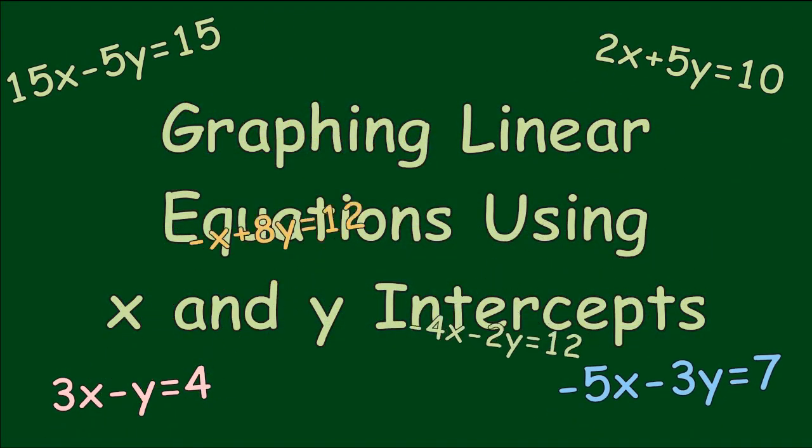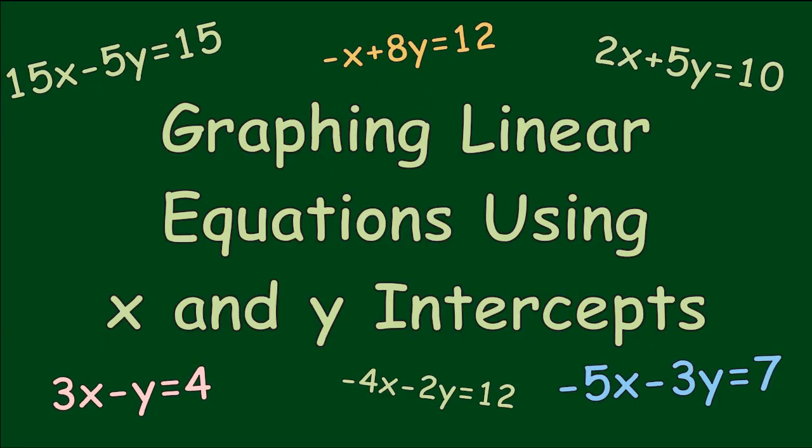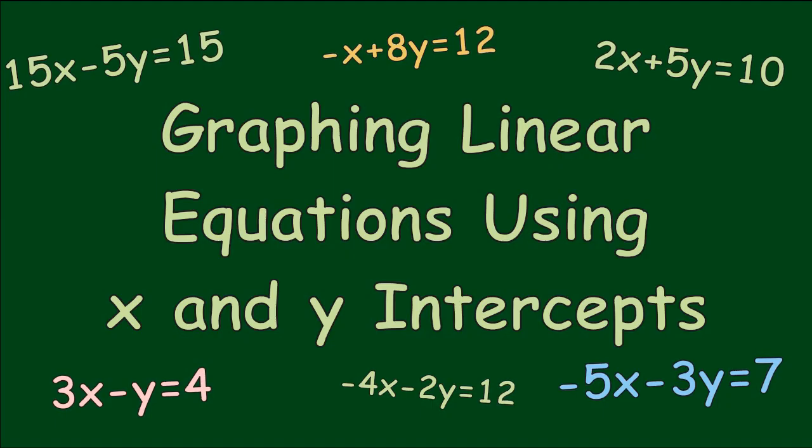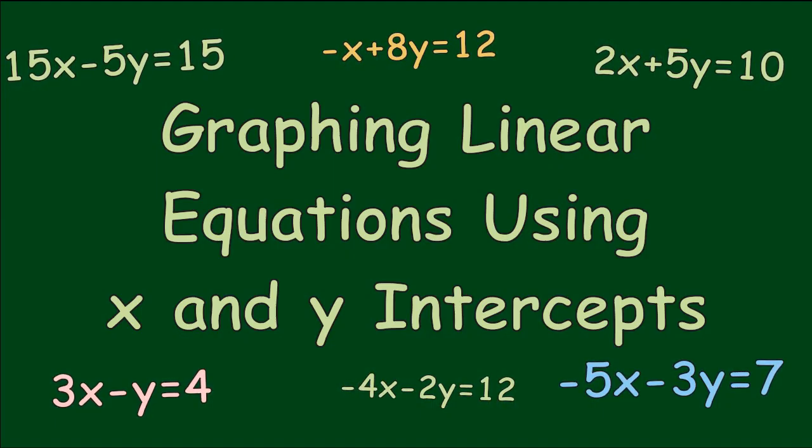Another fast way to graph a linear equation is to graph it using the x and y intercepts. To do this, the equation does not need to be in slope-intercept form, but you will need to make a chart until you get more comfortable with this method. For the first example, we will use the equation 4x plus 5y equals 20.